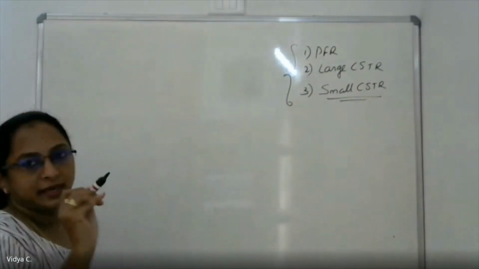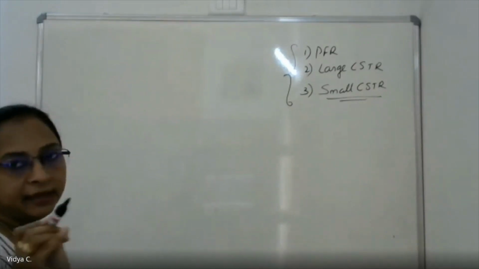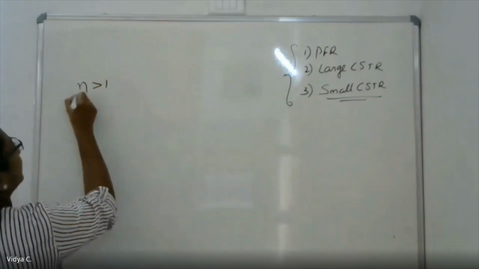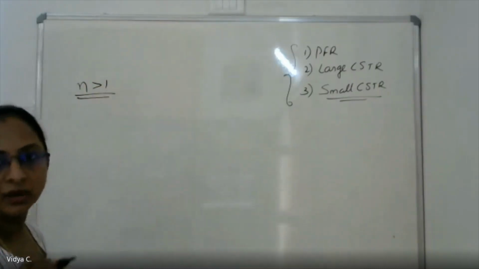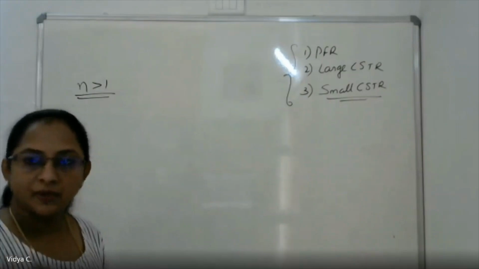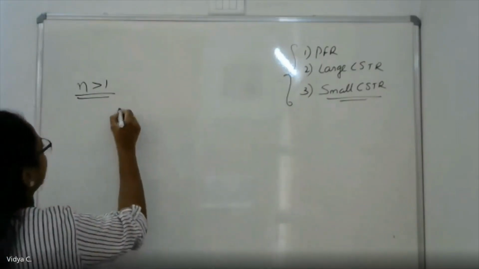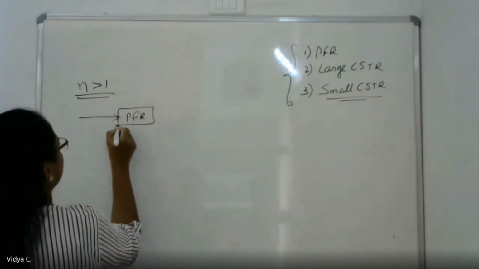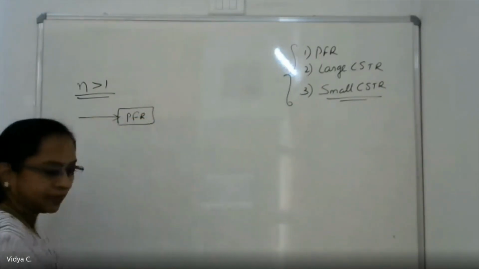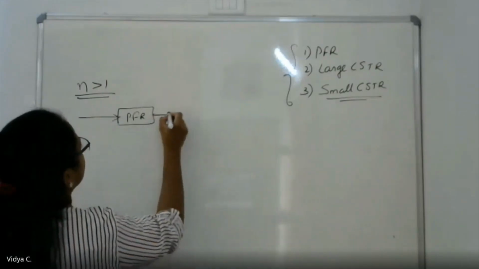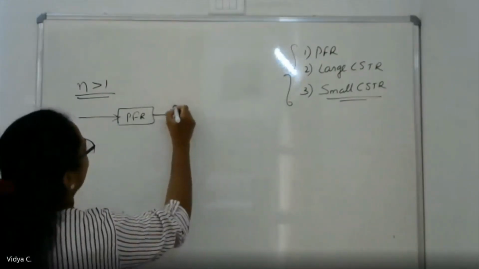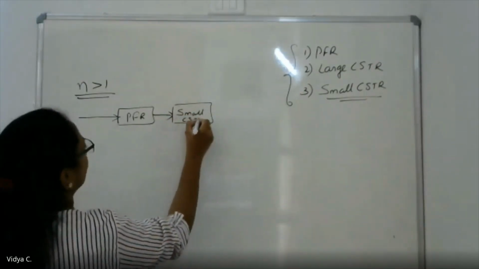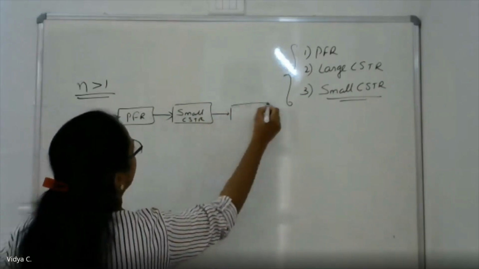Here we will be discussing two cases: n greater than 1 and n less than 1. Let me go with n greater than 1. Obviously, we have concluded that for higher order reactions, PFR is better. So first, which one should I connect? I should connect a PFR first. Later, I'll show this in a graph also, how these things are better. Next is a small CSTR. Next is a large CSTR.